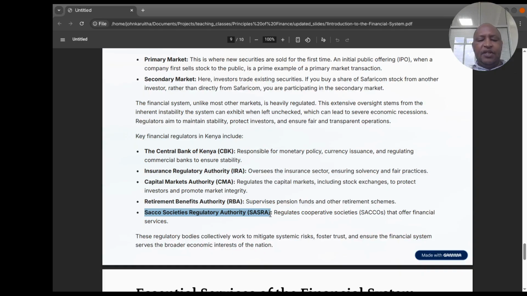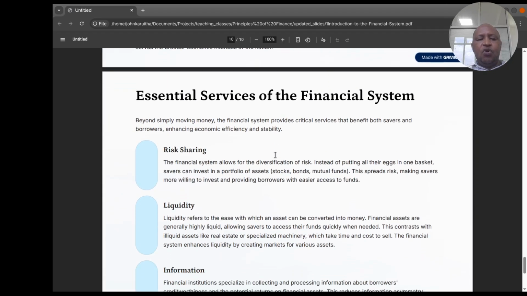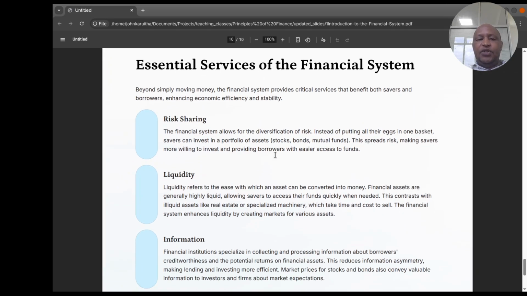This list may not be exhaustive. We are going to see there are some gaps and some overlaps here and there. But by and large, if you are able to know what each one of these does, you'll have at least a general picture of how regulation of the financial system is done in Kenya. So what does the financial system do? The financial system engages in what we call risk sharing. Think of insurance.